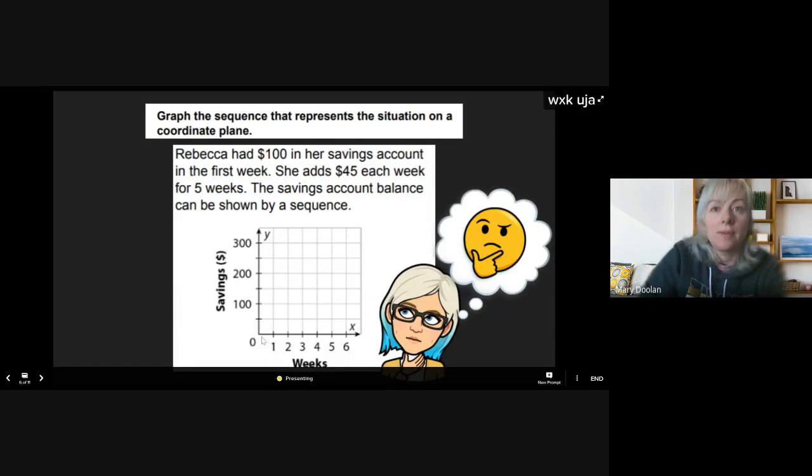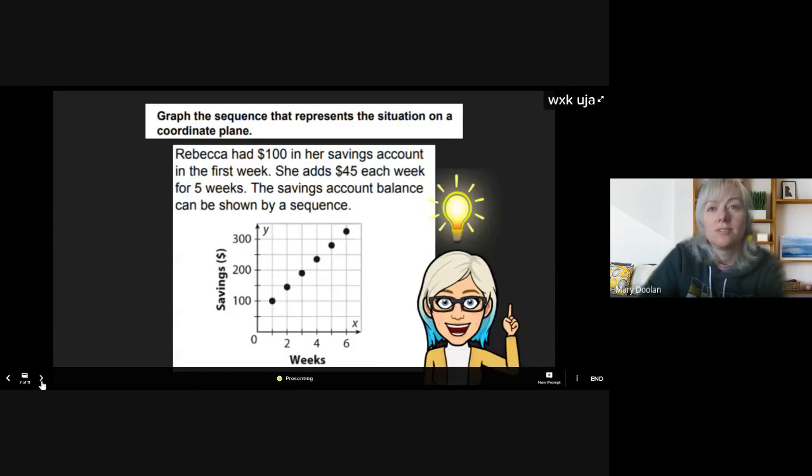And so after 1 week, okay, well, actually at 0 weeks, where does she start at 0 weeks? She had 100 in her savings account in the first week. So when she starts, aha. So week 1, we're at 100.